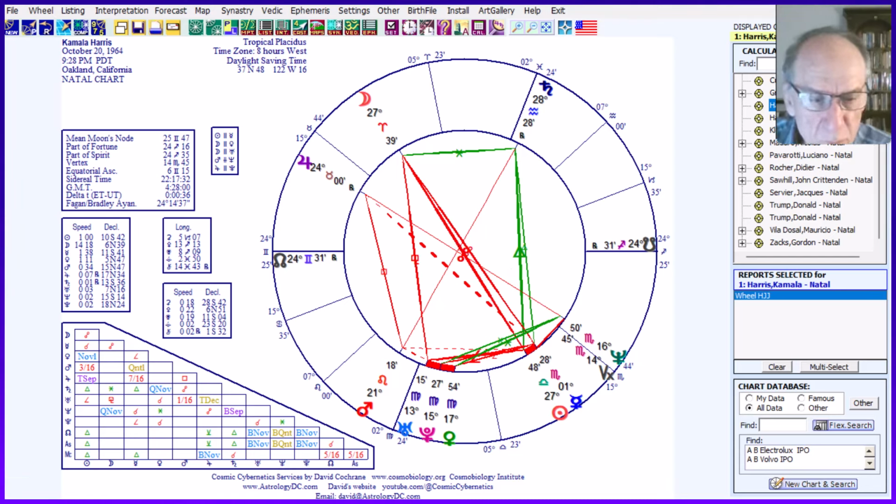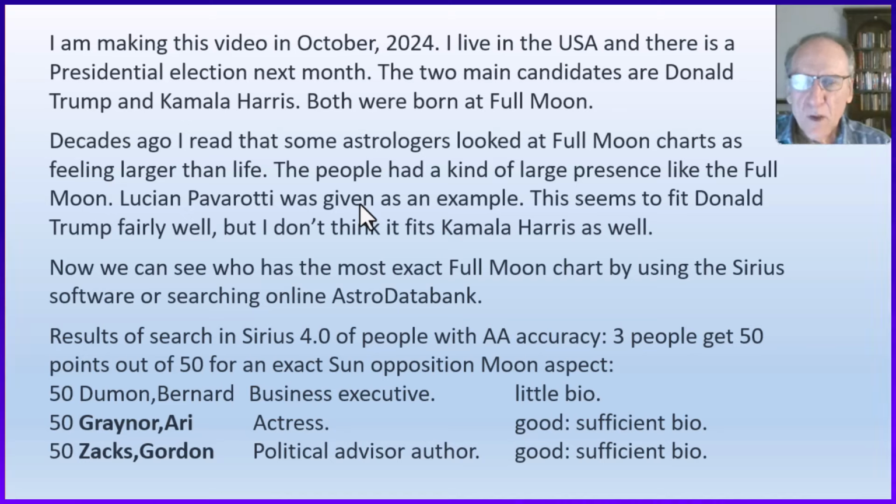So here's what we do in an evidence-based system is we use some modern research method to help us understand. So what I did is I went into the Sirius 4.0 software and I gave 50 points to somebody who has Sun opposition Moon exact, and there'll be fewer points as the orb gets bigger. You don't need to have the Sirius software. I believe you can go to the online Astro Databank at astrodatabank.com and you can do these searches, I think, with the online data.